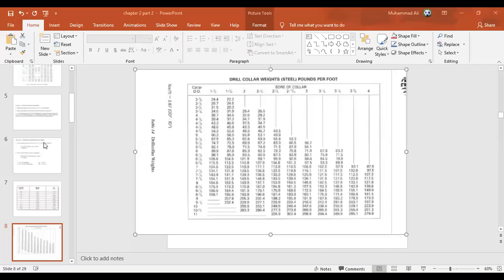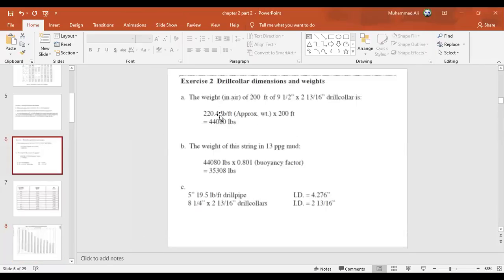The same value now we will take back to the example here, and we will multiply this 220 because we want to know the weight at 200 feet. So we multiply, and for 200 feet, the weight is 44,080 pounds. This is the weight of the drill collar. As I said, the function of the drill collar is to provide the weight to the drill string, and the drill pipe provides the length. So the weight of the drill pipe is not too much compared to the drill collar. Here is the weight of the drill collar with respect to 200 feet of pipe.